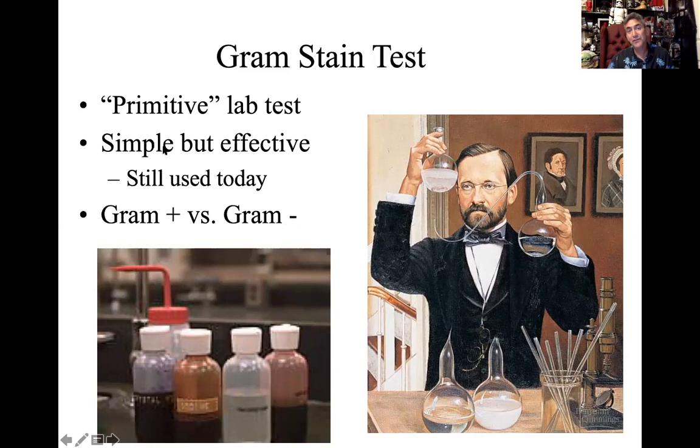Why do we still use it today since it's so old? Well, it's simple and it works. It gives us the information that we need it to provide us. So the Gram stain test is going to involve 4 liquids. One, we're going to have a crystal violet stain, some iodine, alcohol, and then a safranin red stain.